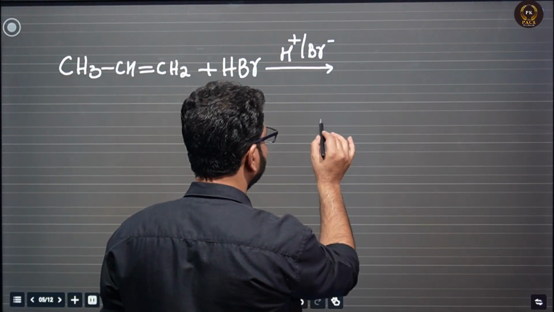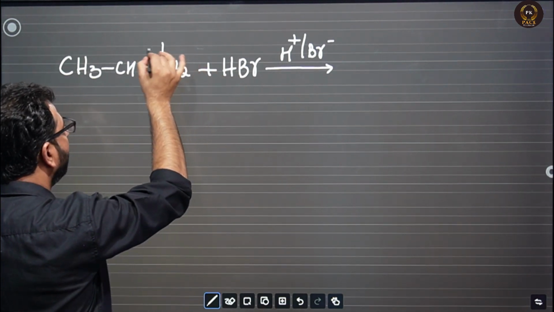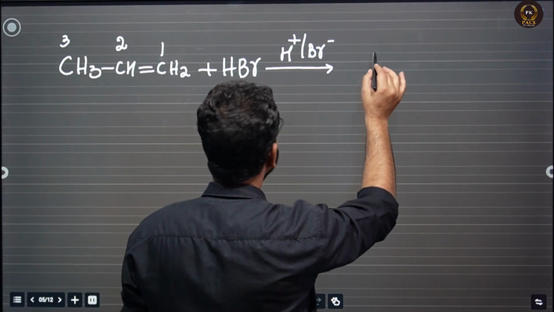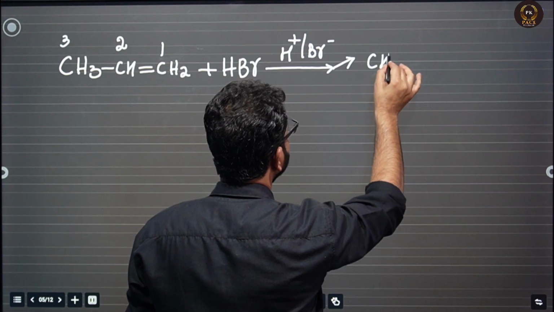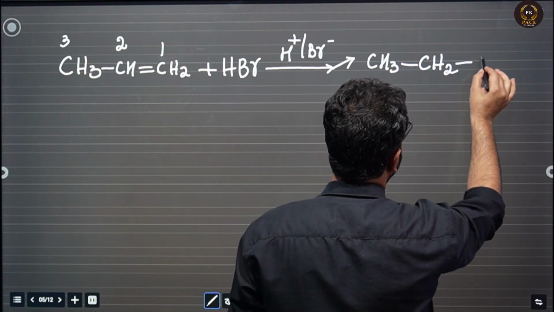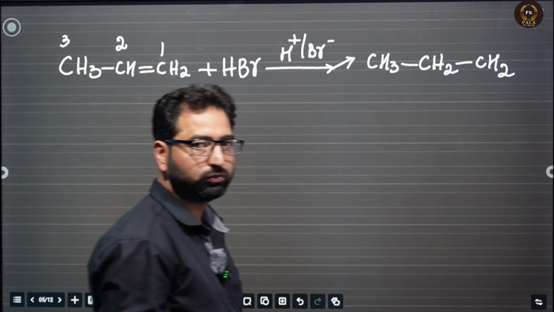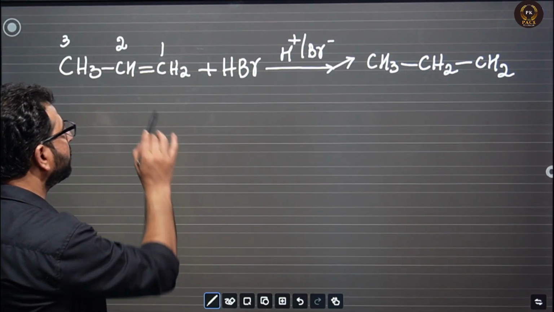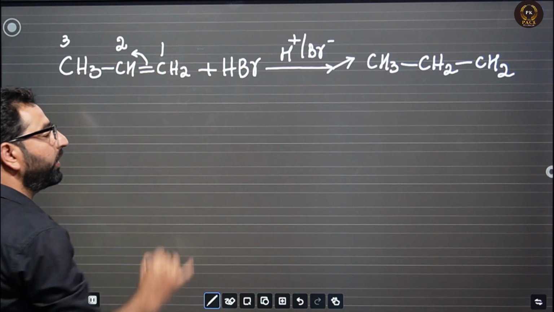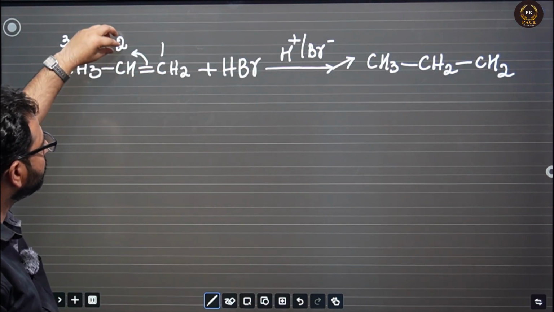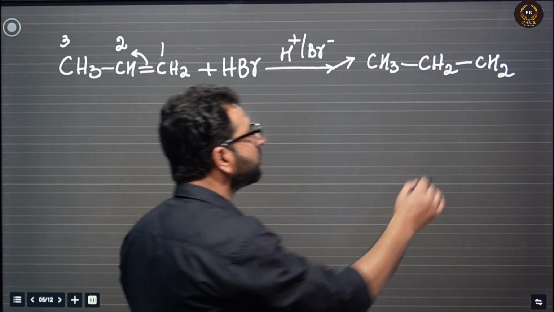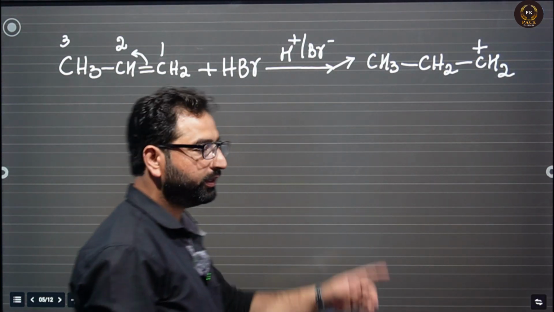Now see here, I take this as carbon number 1, carbon number 2 and carbon number 3. In the first step, I am taking CH3CH2CH2, where this H has attacked carbon number 2. When it attacks carbon number 2, this pi bond will break, the hydrogen will get attached to the second carbon, and we get CH2 here. When this bond breaks, the positive charge will get created here.